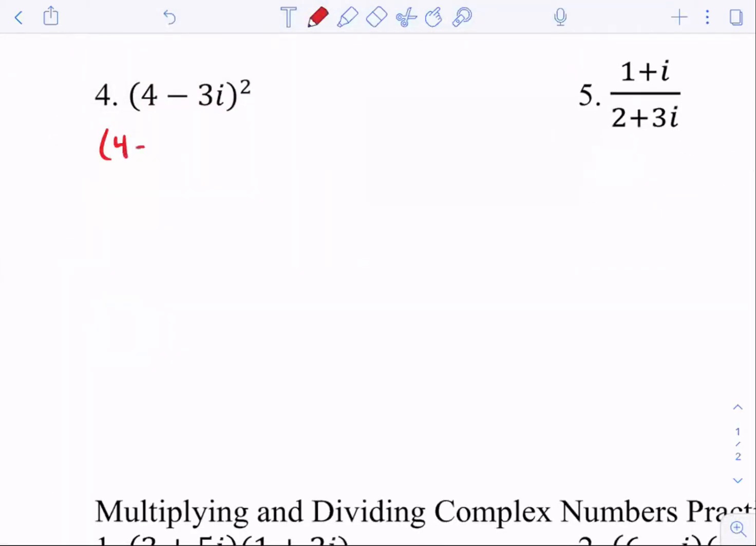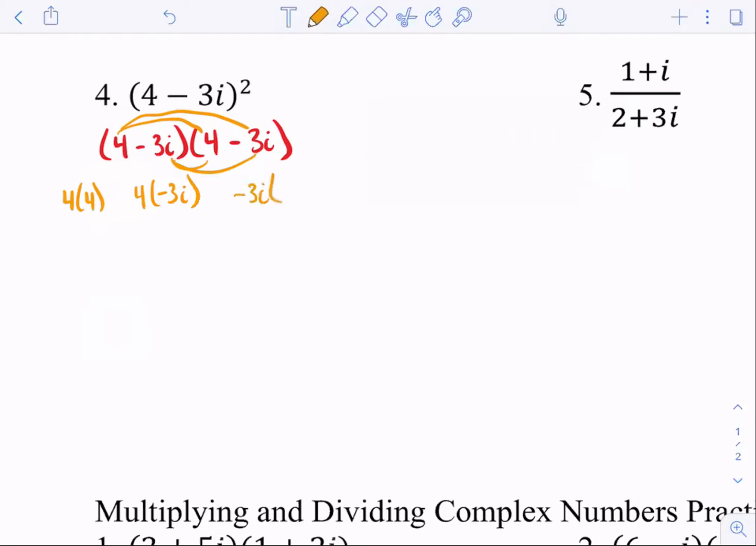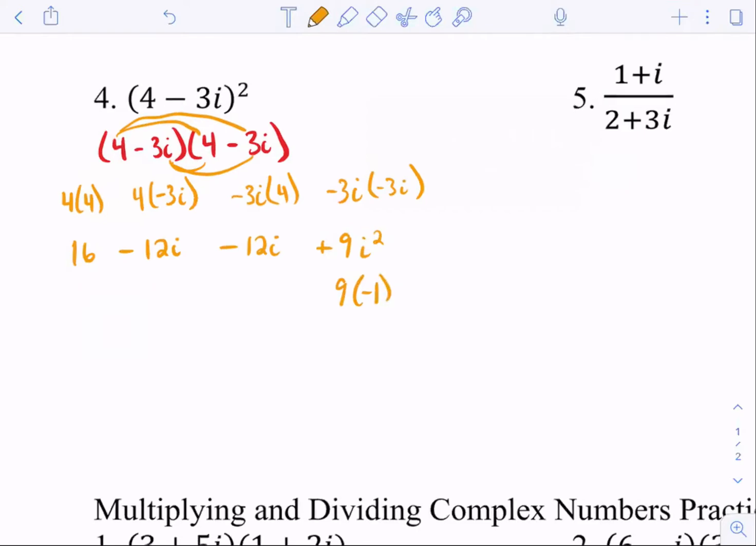So I have 4 minus 3i squared, which means 4 minus 3i times 4 minus 3i. So then I've got to do 4 times 4, and then 4 times negative 3i, and then negative 3i times 4, and then negative 3i times negative 3i. So I get 16 minus 12i minus 12i plus 9i squared. So this is technically 9 times negative 1, which is minus 9.